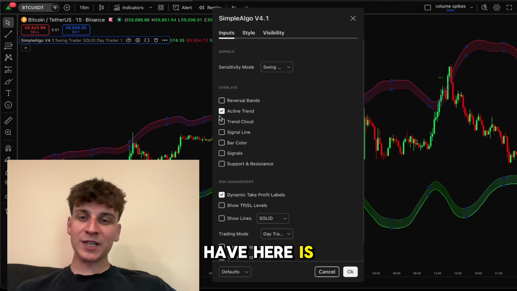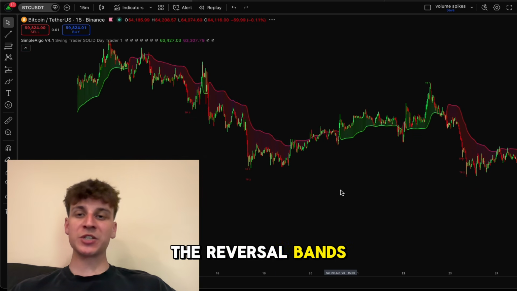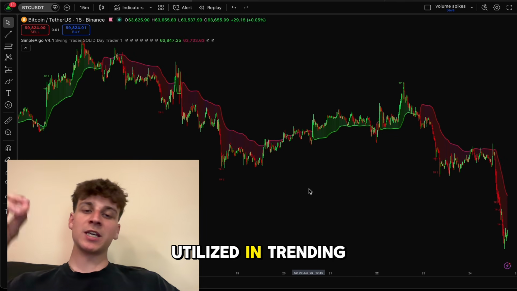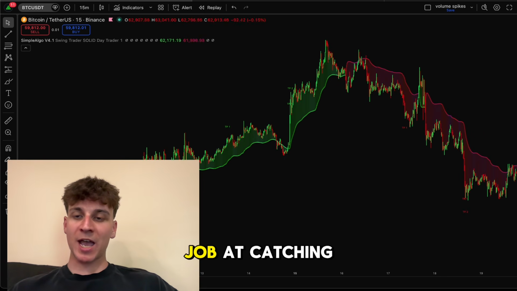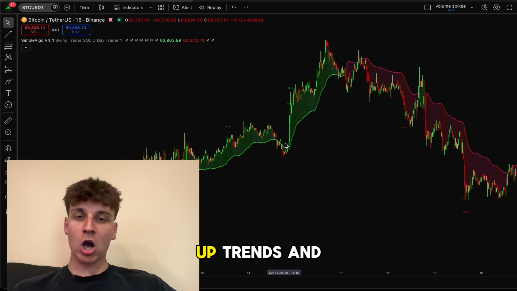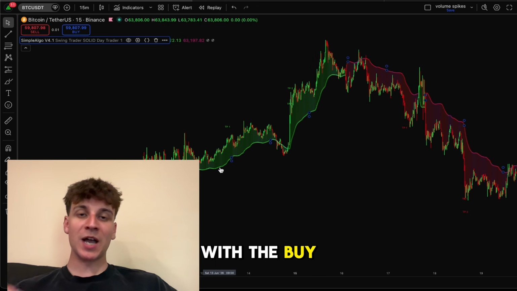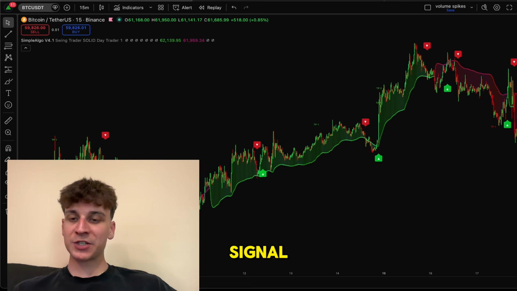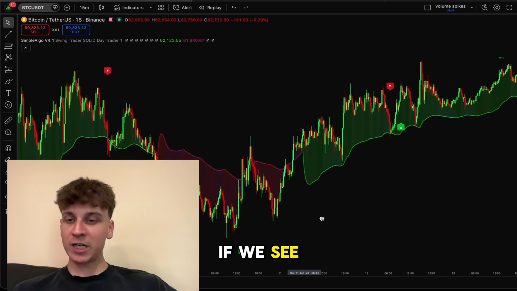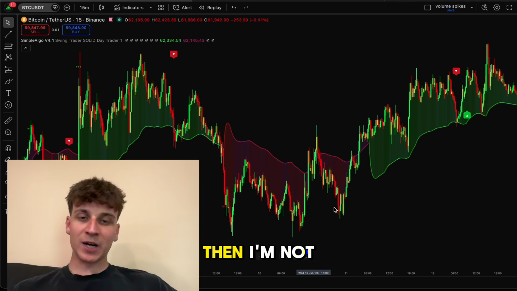Next thing we have here is called the active trend line. This, contrary to the reversal bands, is better utilized in trending markets. As you can see here, it does a great job at catching these large uptrends and downtrends. I like to pair these personally with the buy and sell signals. So what I'll do is I'll enable these signals, and I'll wait for a buy signal. But for example, right here, if we see a buy signal, but the active trend is in the red, then I'm not going to take the trade.